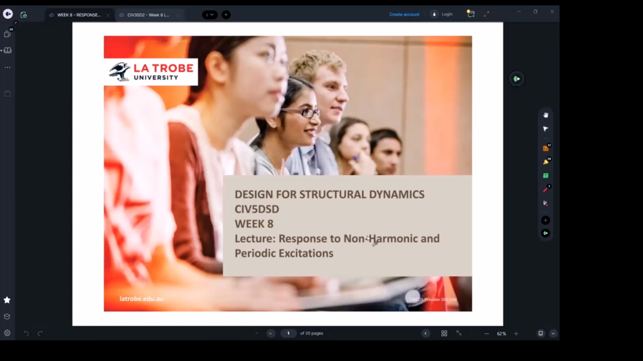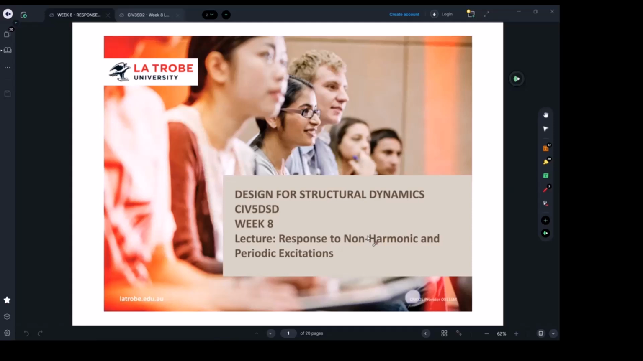Week 3 and 4 were just introducing you to the equation of motion. That's week 3. Then we talked about dynamic properties and definitions within those equations during week 4. So weeks 3 and 4 introduced you to the equations of motion and the definitions of the elements within the equations of motion.